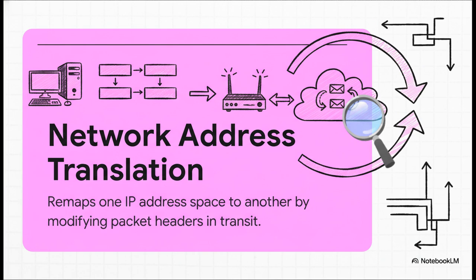Okay, now here's where things get really clever. Your computer, my computer, most devices, they have a private IP address, something like 192.168.something. That address is totally private. It's not reachable from the public internet. So, how does it talk to anything? Well, the secret is a little something called Network Address Translation, or NAT.